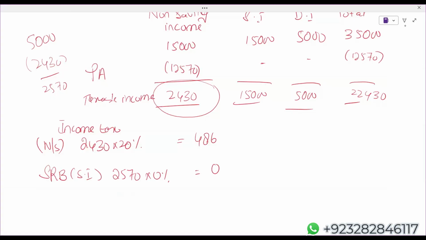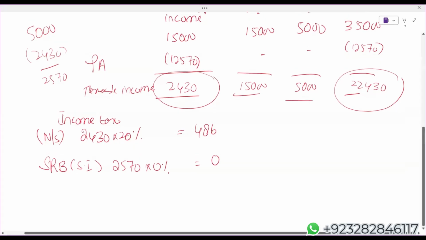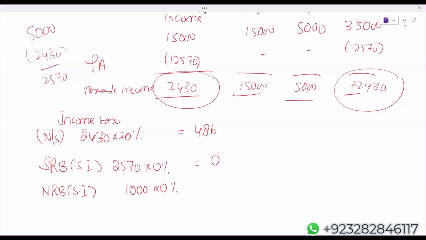After that, we have to see the individual's tax paying status, and then we decide the nil rate band for the saving income. By looking at total taxable income 22,430, we can easily decide this individual is a basic rate taxpayer. Whoever is a basic rate taxpayer gets nil rate band £1,000 for the saving income. So nil rate band saving income 1,000 into 0% is 0.